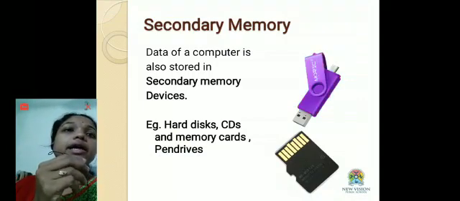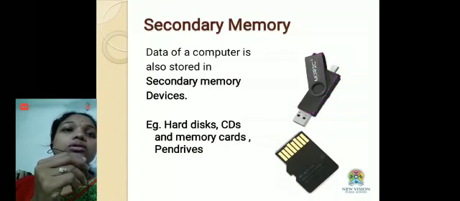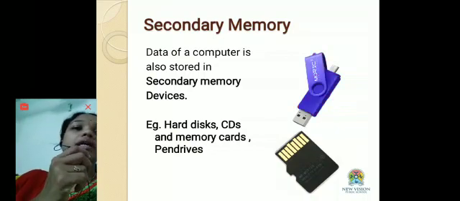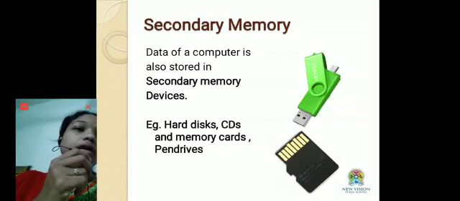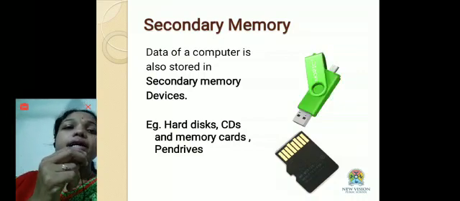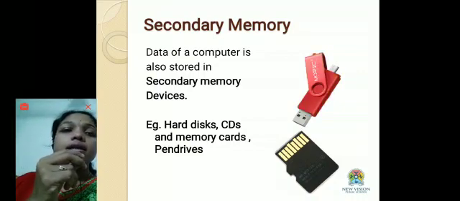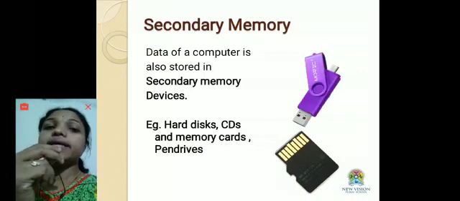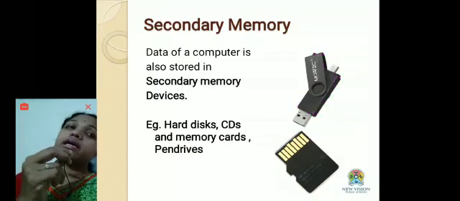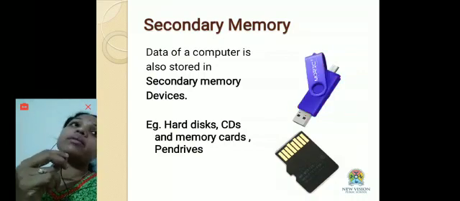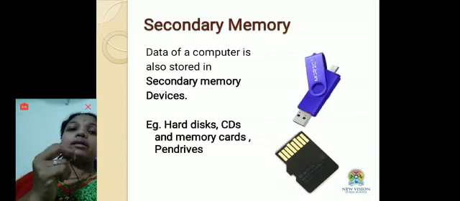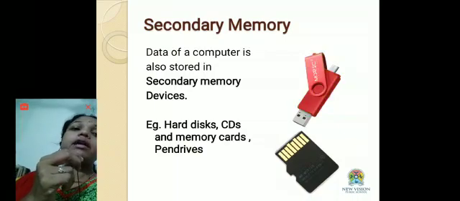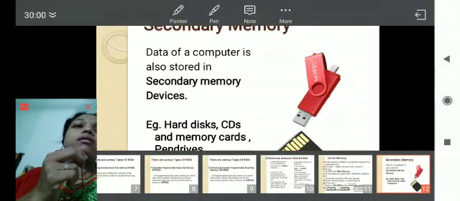Now the last, secondary memory. Data of a computer is also stored in secondary memory devices. Examples are hard disk, CD, memory card and pen drive. If we want to carry the data, what do we want? The secondary memory only. To transfer data from one computer to a second computer, we can use an external hard disk, CDs, memory cards and pen drives.